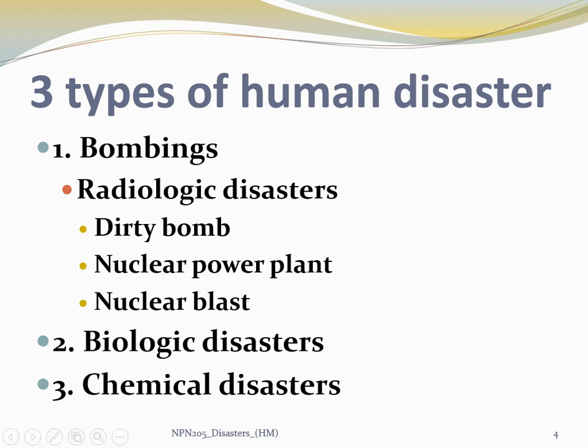Now, the three types of human disaster: bombings, biologic, and chemical. So bombing disasters are broken down into radiologic disasters. So we have the dirty bomb, the nuclear power plant, and nuclear blast. All right, we're going to break this down a little bit more.